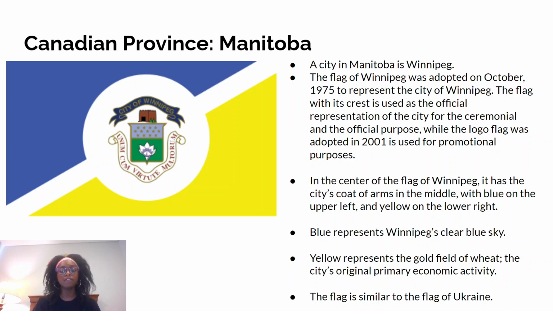In the center of the flag of Winnipeg, it has the city's coat of arms in the middle, with blue on the upper left and yellow on the lower right. Blue represents Winnipeg's clear blue sky, and yellow represents the gold field of wheat, the city's original primary economic activity. The flag is similar to the flag of Ukraine.